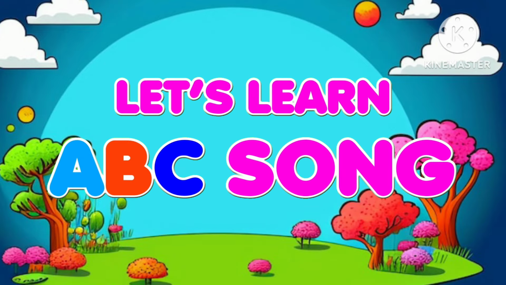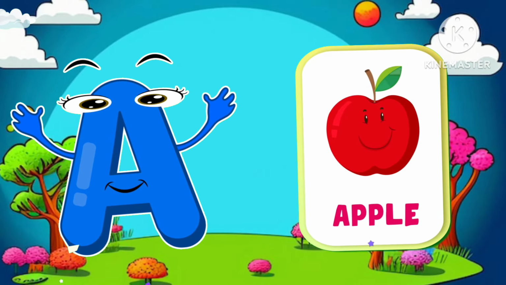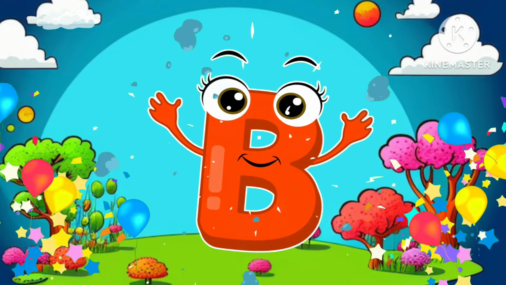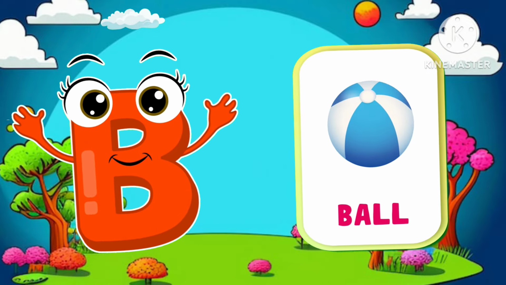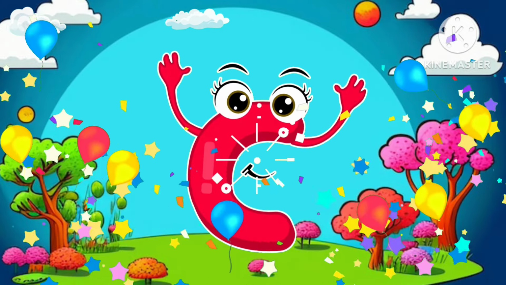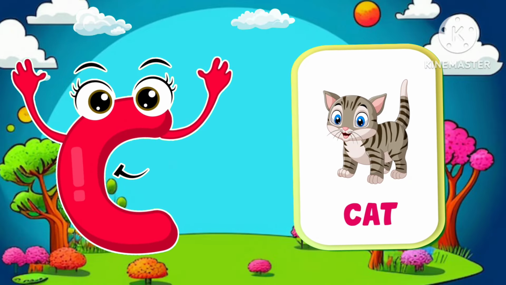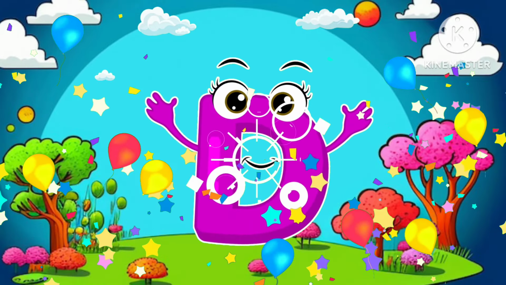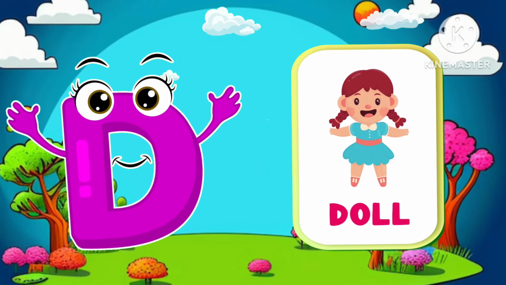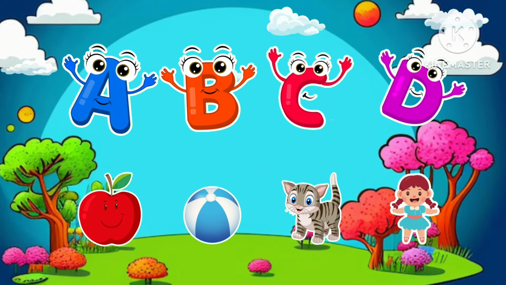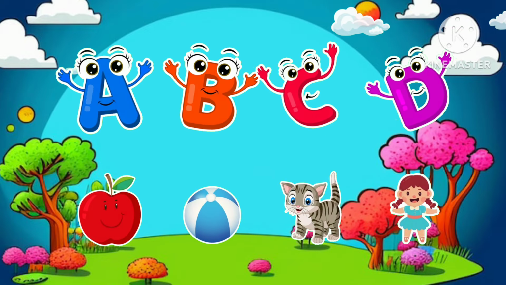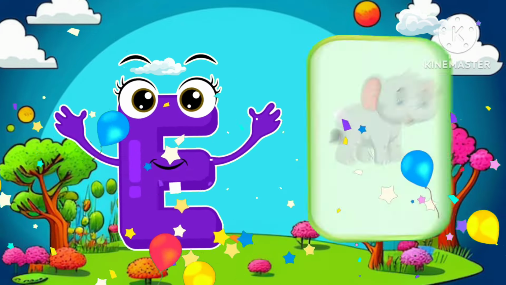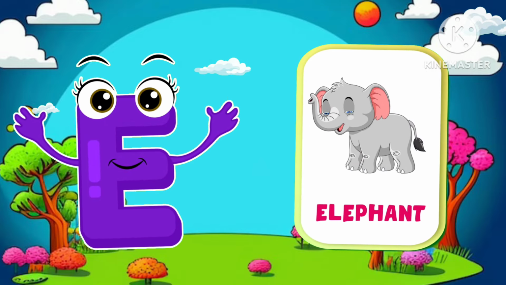Let's learn ABC song. A is for apple, apple. B is for ball, ball. C is for cat, cat. D is for dog, dog. E is for elephant, elephant.